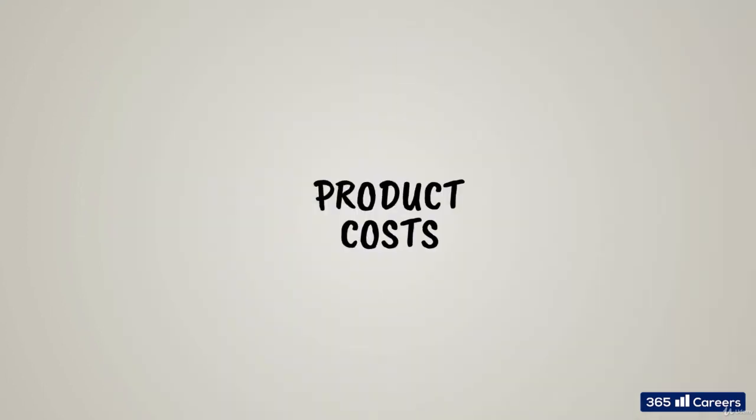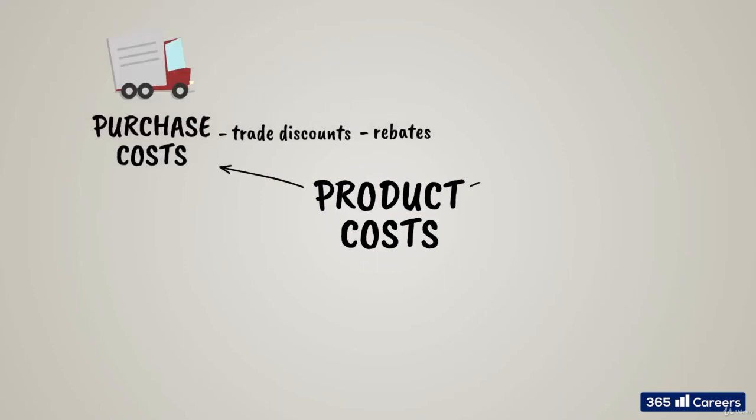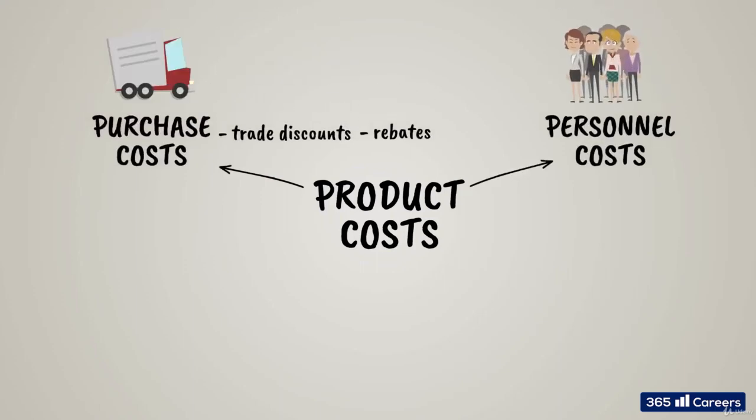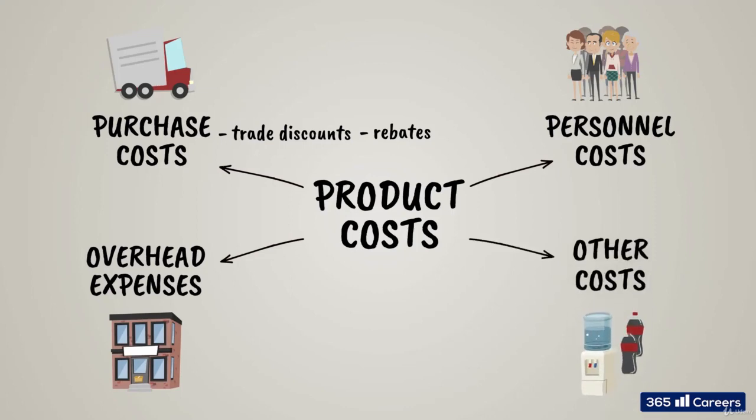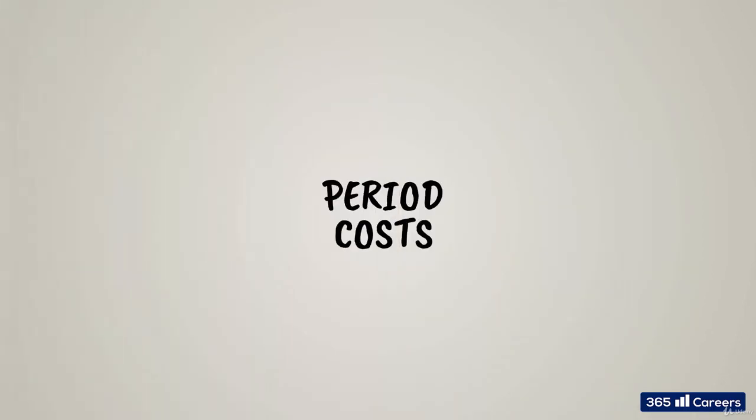Product costs comprise purchase costs, less trade discounts and rebates, costs of personnel directly involved in the production process, overhead expenses tied to production, for example, rent and electricity of the production plant, and other costs necessary to bring the product to its present location and condition.